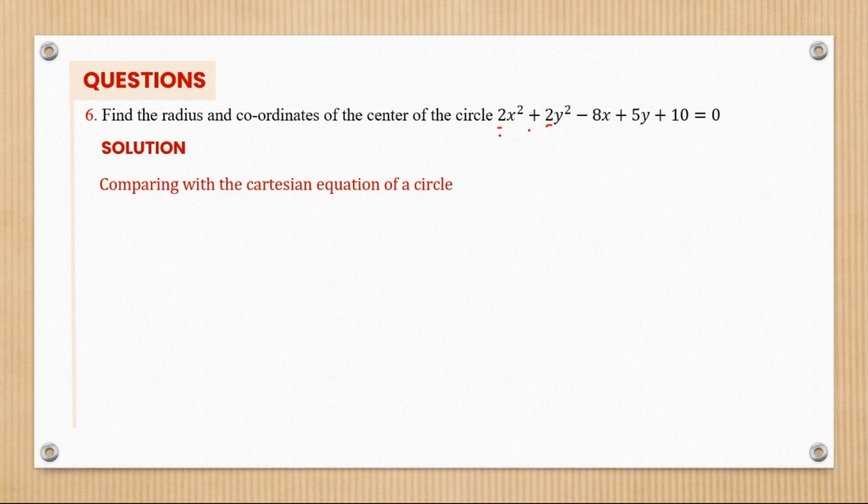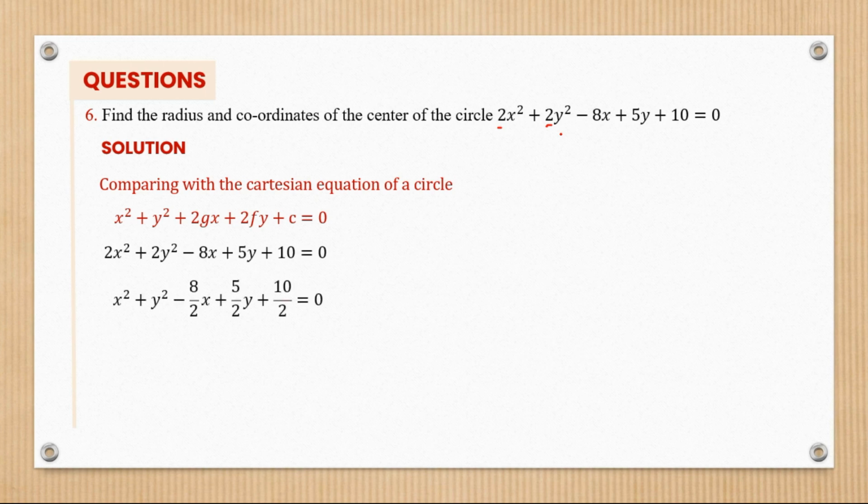So what happens is, for me to compare with the Cartesian equation of a circle, I need to eliminate these values, these coefficients in front of the x squared and y squared. And how shall I do that? I shall divide everything by 2, and that shall work. So now this is the Cartesian equation of a circle to be comparing to. But first of all, we're going to divide all sides by 2. So when I divide everything by 2, I'll have x squared plus y squared minus 8 over 2 x plus 5 over 2 y plus 10 over 2 equal to 0. So this will give me x squared plus y squared minus 4x plus 5 over 2 y plus 5 is equal to 0. So now that I have this, I can now compare with this Cartesian equation of a circle.